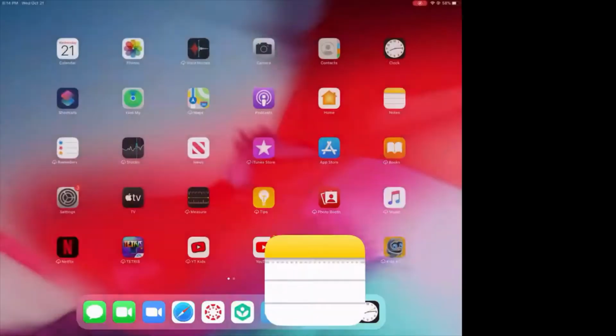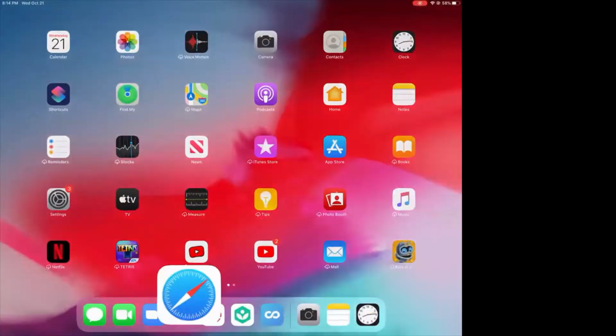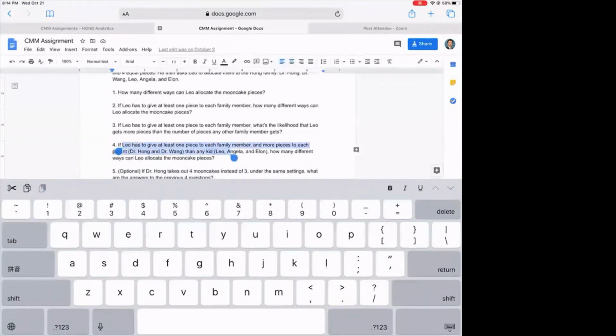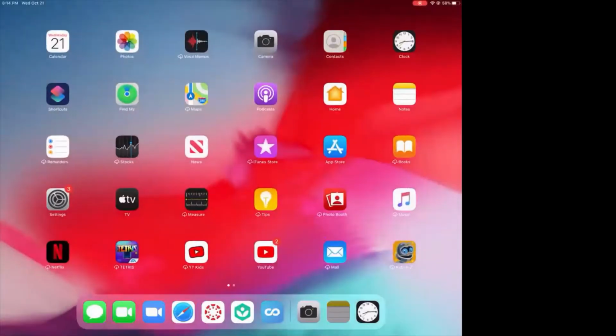So let's look at the last one. The problems are getting trickier and trickier, right? So the last one said Leo has to give at least 1 piece to each family member. So this is the same as the condition in problems 2 and 3, okay? And there's another condition. Leo has to give more pieces to each parent than to any kid. So there were 5 people, 2 of them parents, okay?